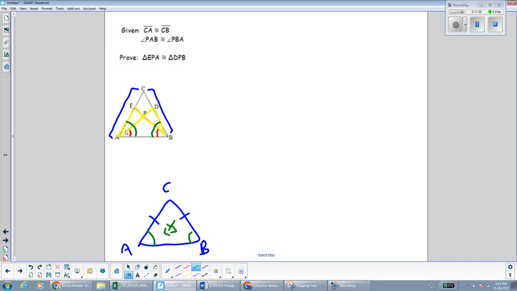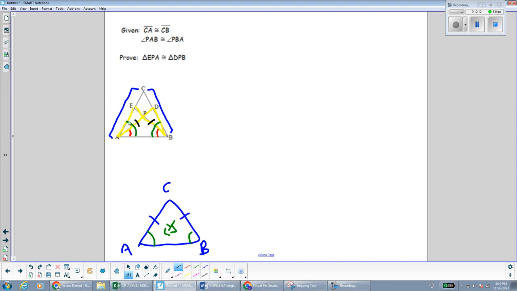We also know that the two red angles, PAB and PBA, are congruent to each other from the givens. So that means this triangle here, APB, is an isosceles triangle as well. Because remember, the converse of the base angle theorem says if a triangle has two congruent angles, the sides opposite those angles also have to be congruent. So in triangle PAB, the sides opposite the congruent angles are congruent.